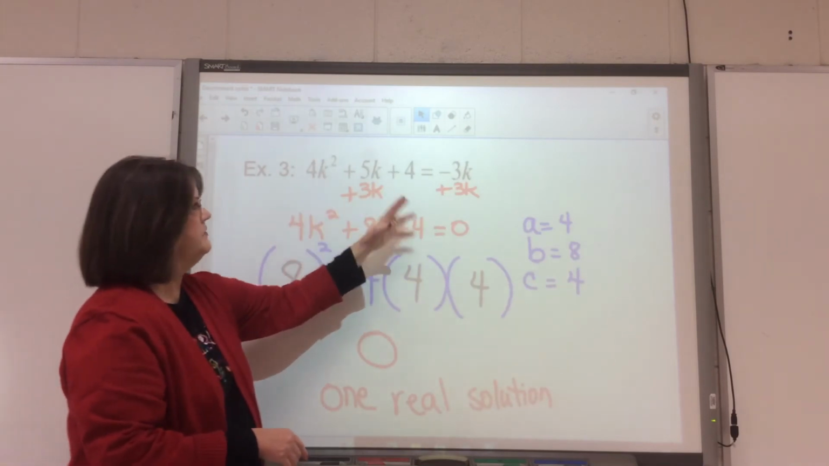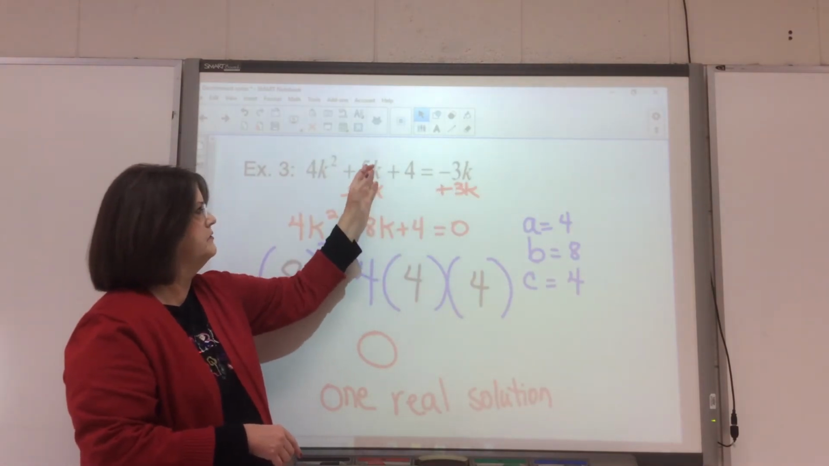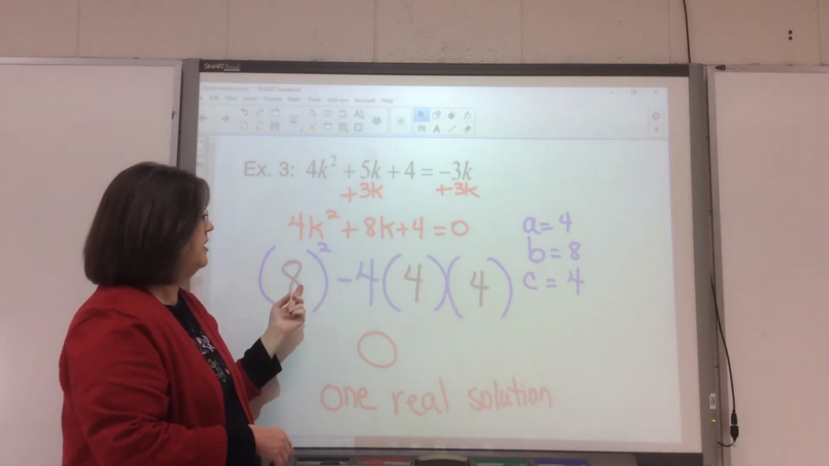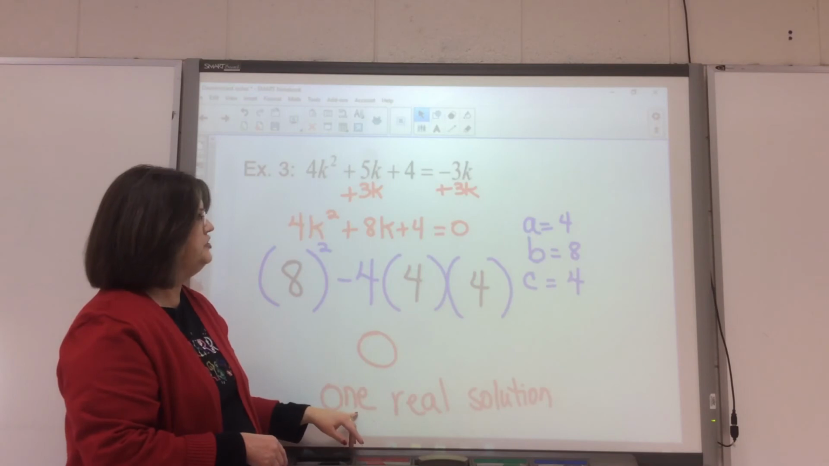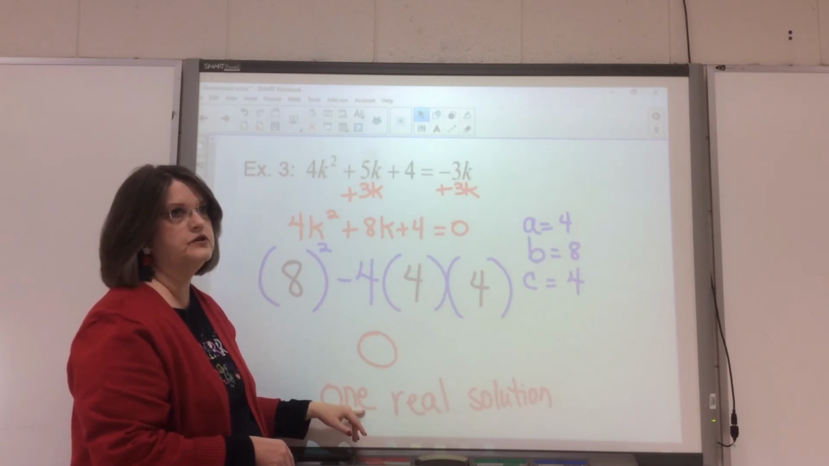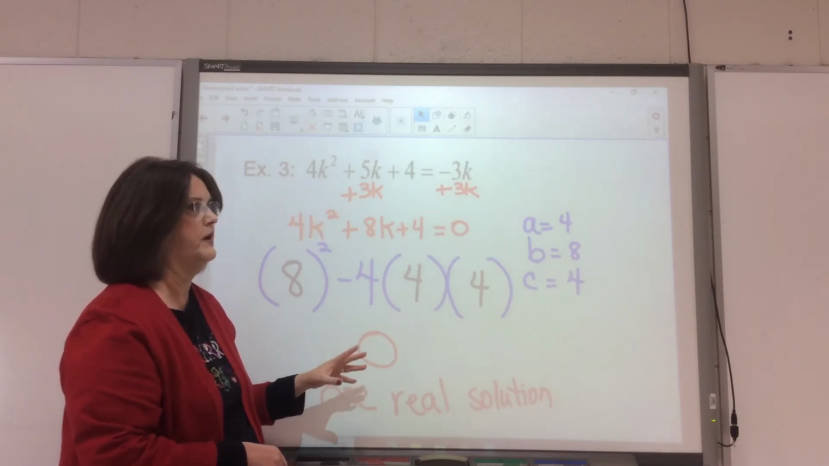All right, again, we do this again. We move the 3k over here to be with this one. We plug in all the numbers. We end up with 0. That means that you only have one real solution with this one. It will be the negative b over 2a part.